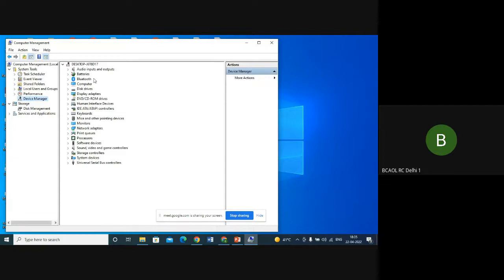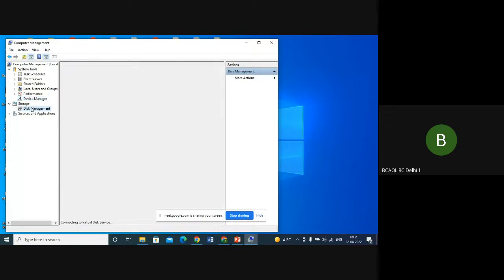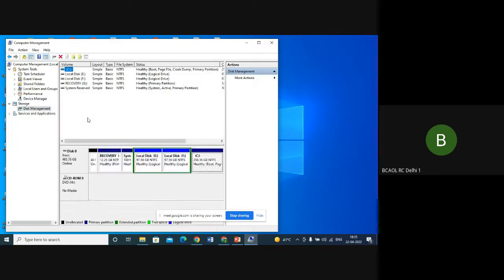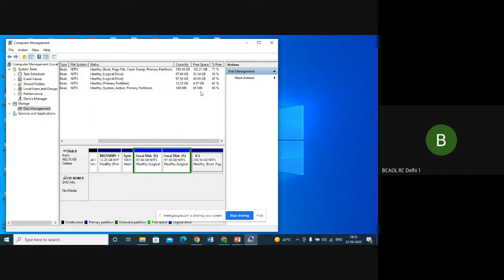So it will give you what all components are on your system, right? So you can see the different audio input, output, battery, Bluetooth, computer, camera, keyboard, mouse, whatever devices are there, you can see here. Then disk storage also you can see here, how much storage is there in your system. So C drive is taking how much, D drive is taking how much, you can see that, right?